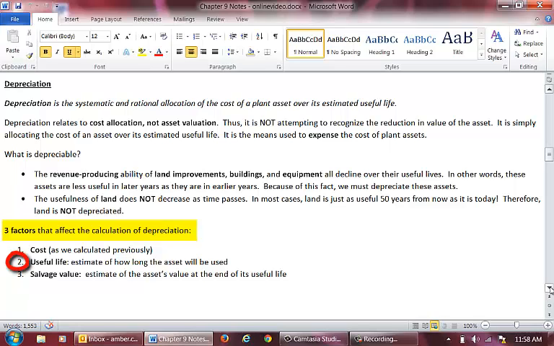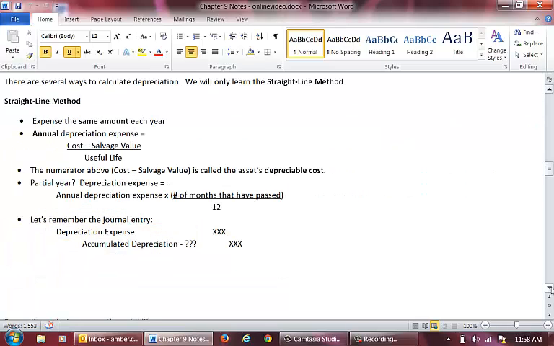The second is the asset's useful life, which is the estimate of the time in years that the asset will be used. The third is the asset's salvage value, which is the estimate of the asset's value at the end of its useful life. Please note that if your problems do not reference a salvage value, then it is assumed to be 0. There are several methods used to calculate depreciation. We will only learn the straight line method.